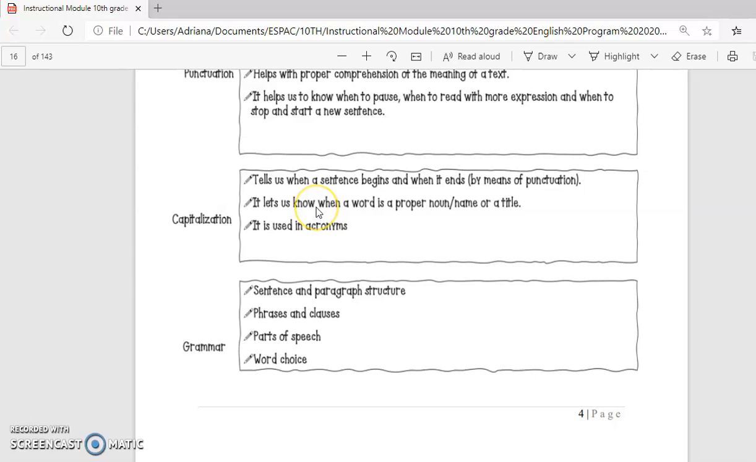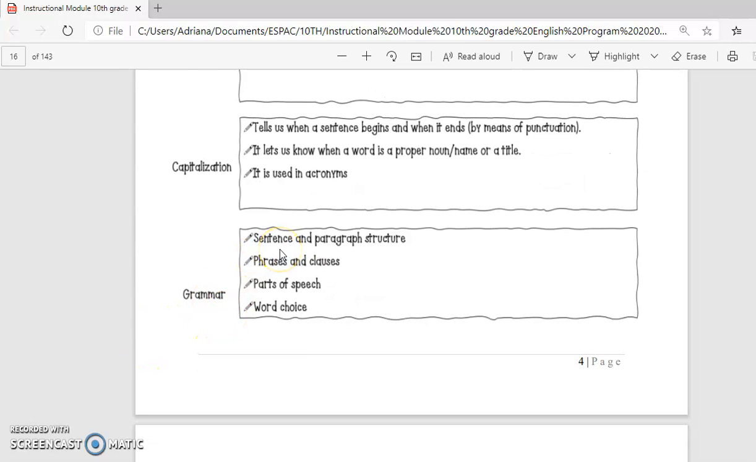It lets us know when a word is a proper noun or name or title. It is used in acronyms. So capitalization is a capital letter at the beginning of a sentence, of a word. And it lets us know when capitalization is needed, if it's a proper noun, if it's a place or a person's name, etc. And grammar: sentence and paragraph structure, phrases and clauses, parts of speech, and word choice.